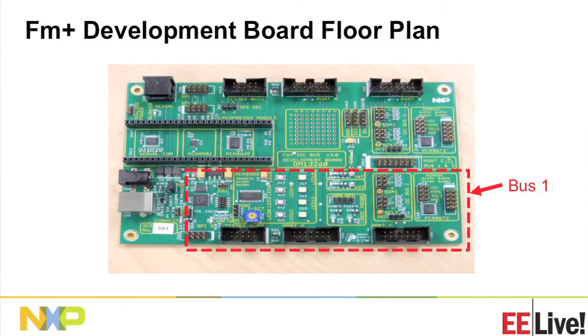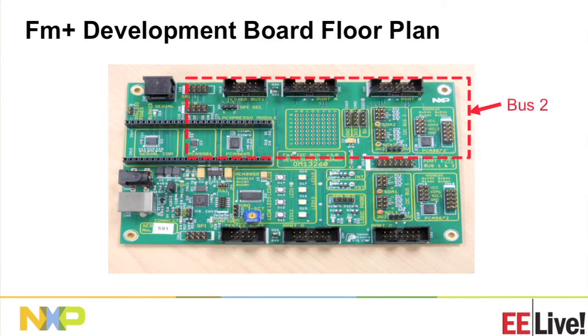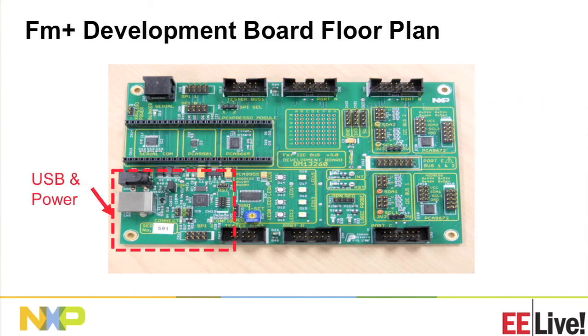Here's a photograph of the main board that is in the box. I'm just going to show you the floor plan. Here's the stuff for bus 1. Here's the stuff for bus 2. Here's where the power and USB comes in, and you'll also notice there's a chip in there. That's the LPC that acts as the MCU master controller for bus number 1.